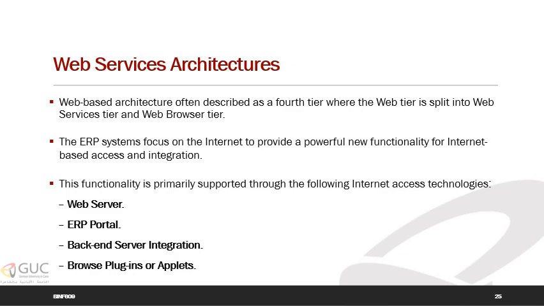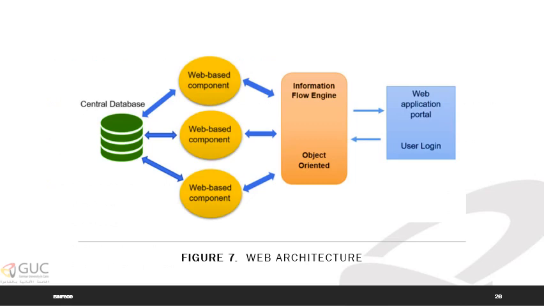Web-based architectures use object-oriented technology to apply a mixture of data and functions available in web service methods in order to provide services to different applications. Web-based architecture is often described as the fourth tier, where the web tier is split into web service tier and web browser tier. As shown in this figure, the ERP system focuses on the internet to provide a powerful new functionality for internet-based access and integration.